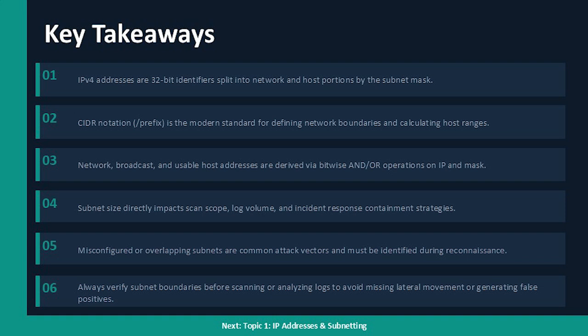So IP addresses, and again, these are IPv4 addresses. They're 32-bit identifiers split into network and host portions by the subnet mask. CIDR notation is that slash prefix versus the older 255.255.255.0 identification. And with that, you can calculate network, broadcast, usable host addresses. If there's a misconfiguration that will lead to communication issues, you want to verify subnet boundaries, and so on and so forth.